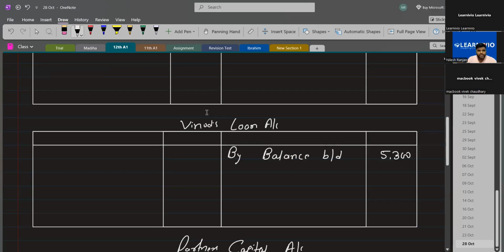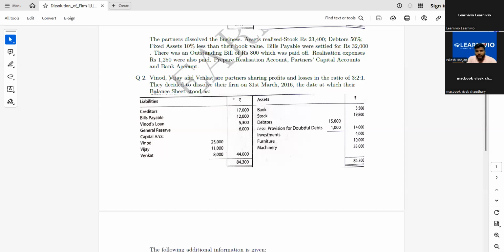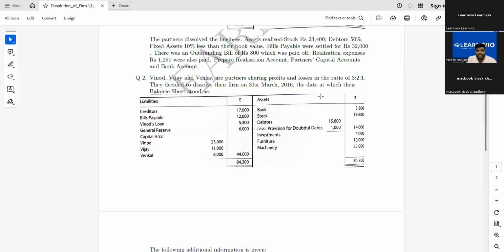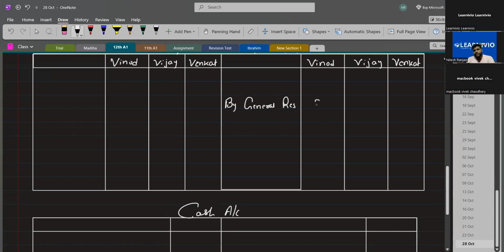After that, general reserve is given. So general reserve will go in partners capital account by general reserve. It is 6,000, and 6,000 will be distributed in 3:2:1. So 3,000, 2,000, and 1,000.